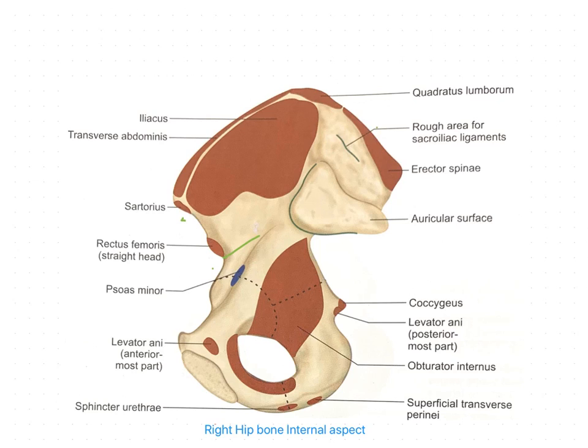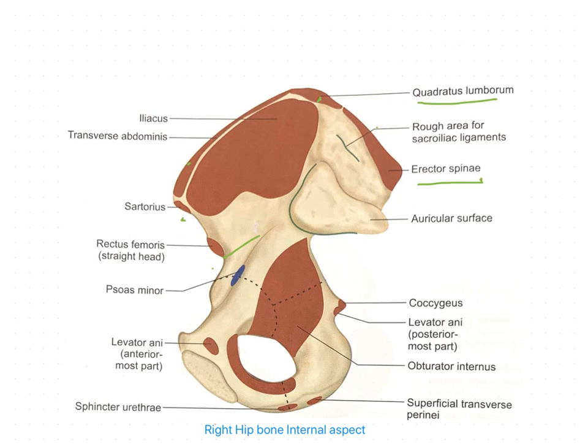This inner lip gives attachment to the transverse abdominis muscle on the anterior aspect. Behind the higher point of the iliac crest, it gives attachment to the quadratus lumborum, and afterwards it gives attachment to the erector spinae.